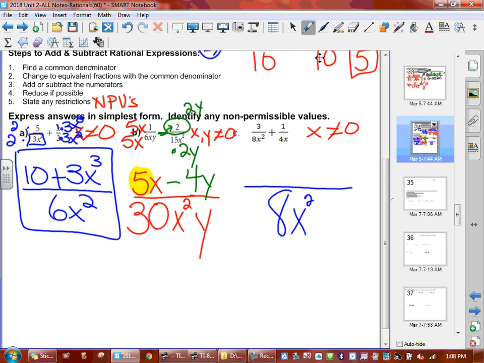So that means now I look at the left-hand side. Do I need to multiply by anything? No, it's already got an 8x squared. So I just put my 3 there. Now I look at the top right-hand side. What is missing on the bottom right? A 2x. Because if I multiply 4 times 2, I'm going to get my 8. x times x gives me my x squared. So what's missing over here is 2x on the bottom and 2x on the top.